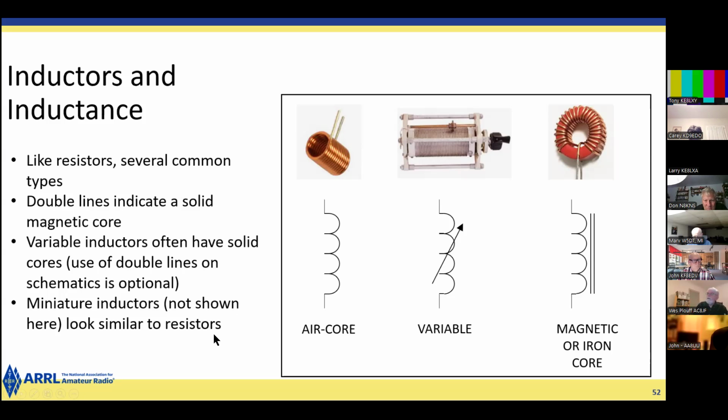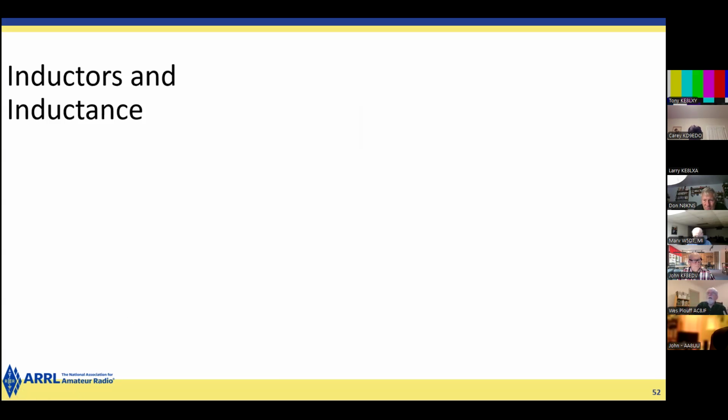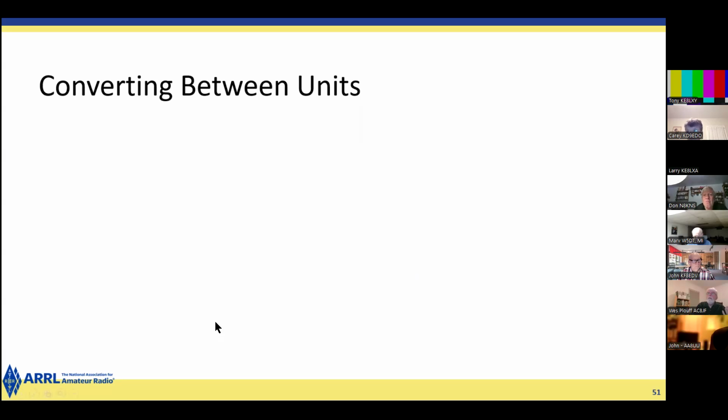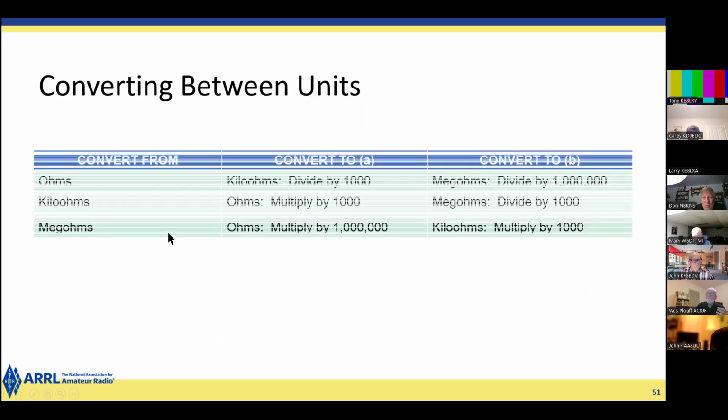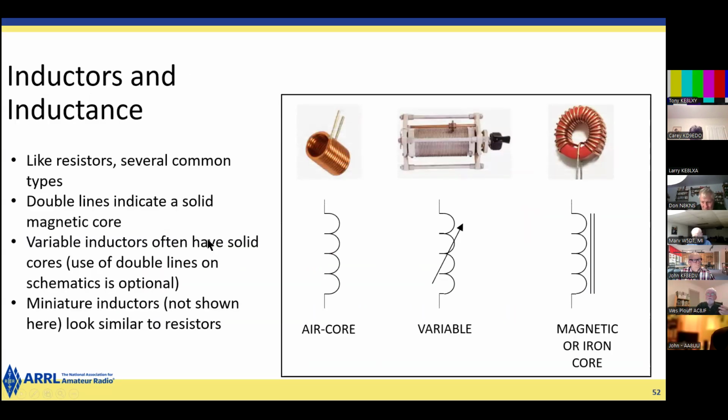Miniature inductors can look like resistors. Well, let's go back to the resistors here for a second. This thing that says carbon and metal film for resistors, inductors can take that shape too. And then inductors can be these little squares where it says thin film, or little rectangles when they're surface mount components. And you have to actually know what they are by the markings, or know what they are before you try to use them, so you don't use the wrong kind of component that looks like a different kind of component.